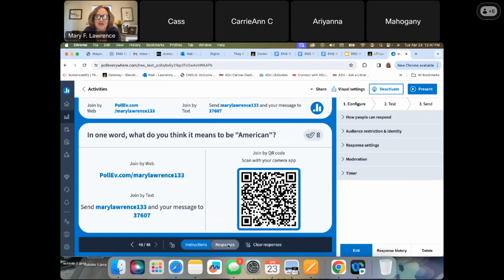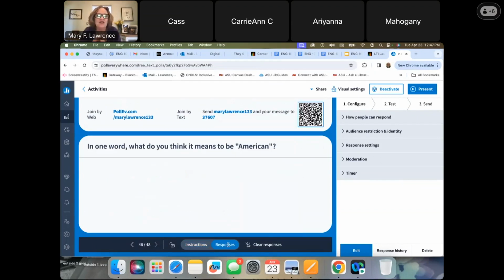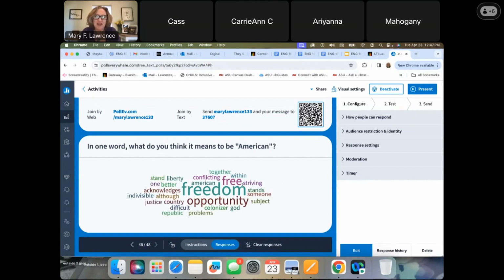All right, so there's 8 responses. Take a look. Okay, so this is a little word cloud that represents your responses. The big words are ones that were most commonly the response. So that tends to be a common way of looking at America: freedom, free, opportunity. I like the way these words go around that.